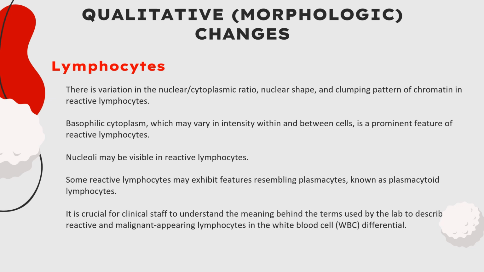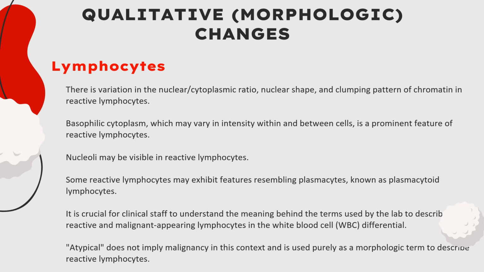It's vital for medical professionals to grasp the meanings behind these terms used to describe reactive and potentially malignant-appearing lymphocytes in white blood cell differentials. Remember, the term atypical doesn't necessarily imply malignancy here. It's a morphologic term used to depict the reactive nature of these lymphocytes.